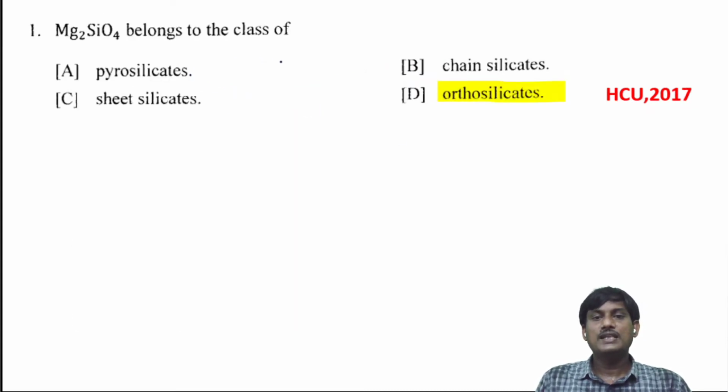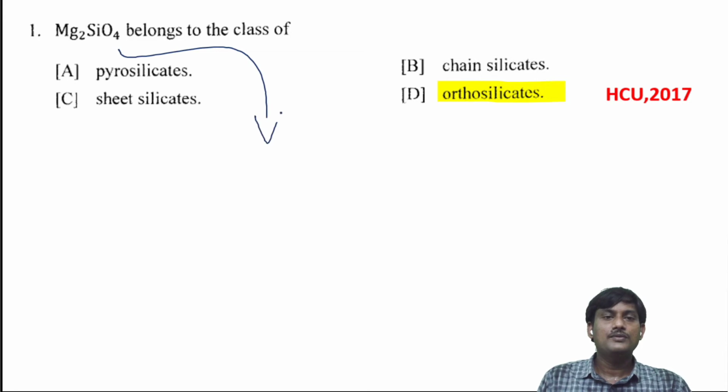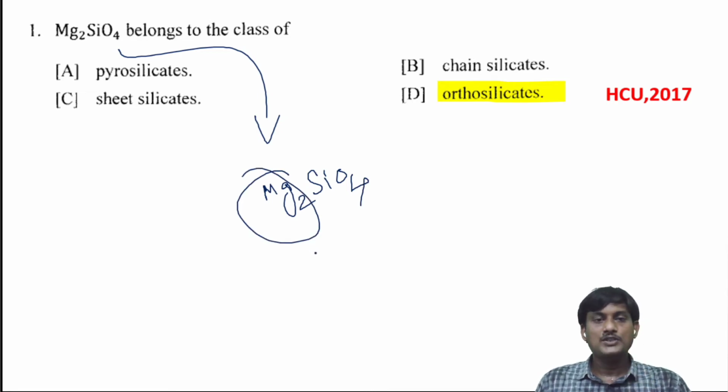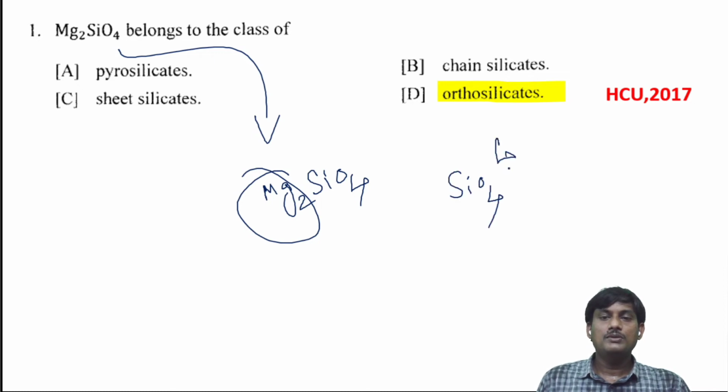Mg2SiO4 belongs to the class of... Here what type of units do we have? Mg2SiO4. Each Mg carries plus 2. Mg2 plus means we have to remove 4, so it will be 4 minus. The silicate contains SiO4 4 minus, so it's an orthosilicate.